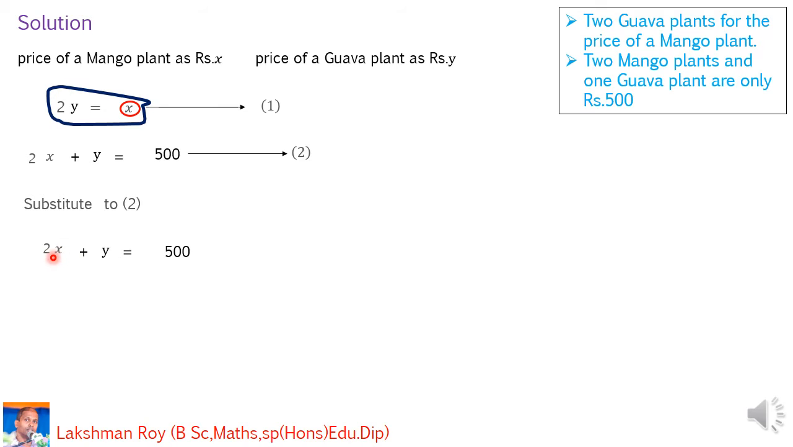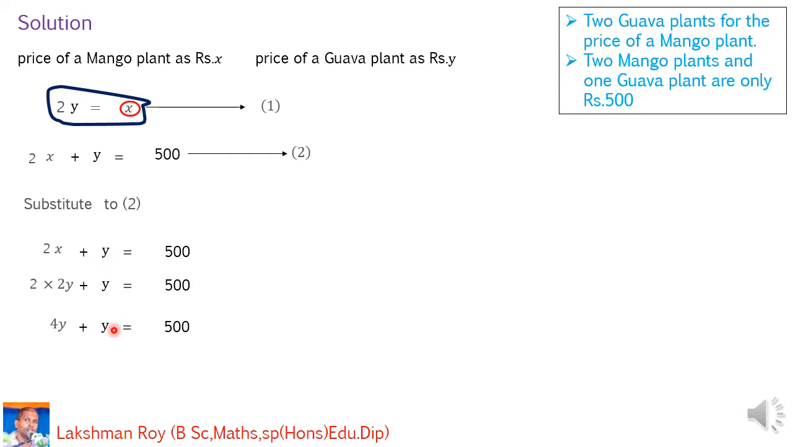What is the meaning of 2x? 2x means 2 into x, so that means 2 into 2y, because I put x as 2y. So here x as 2y, then added y, that is equal to 500. Understand? Now you can multiply, because 2x means 2 into x. Now 2 into 2y, that means 2 multiplied by 2, that is 4y. Here also plus y, that is equal to 500.